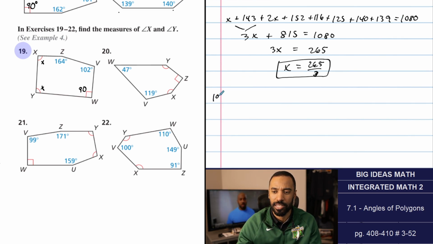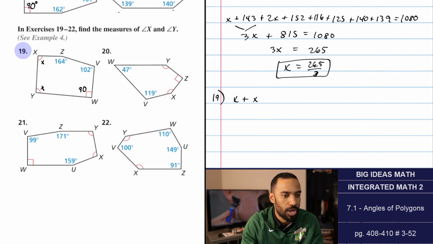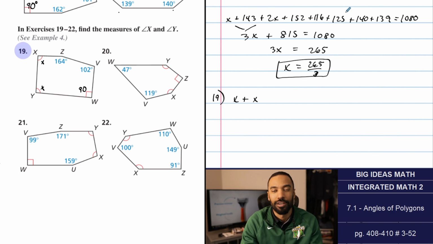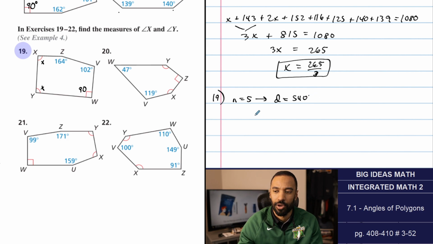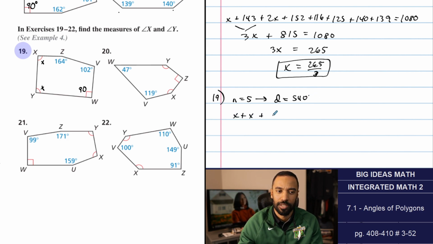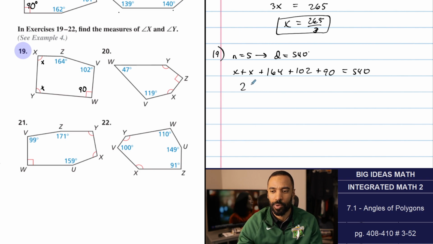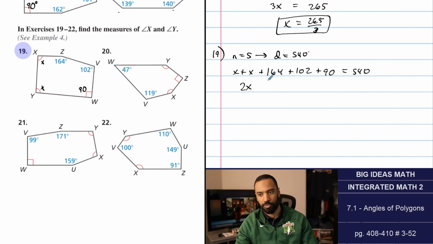So let's go ahead. Number 19, I will do, listen, x plus x is 2x, right? So next time I'll write that. But x plus x, oh, hold on. How many things? 1, 2, 3, 4, 5. 540, right? Hold on. N equals 5. Therefore, D equals 540. Okay, so x plus 164 plus 102 plus 90 equals 540. Okay, so that's the 2x right there, right? Next time I'd write 2x if it's just both of them, and I already know that.